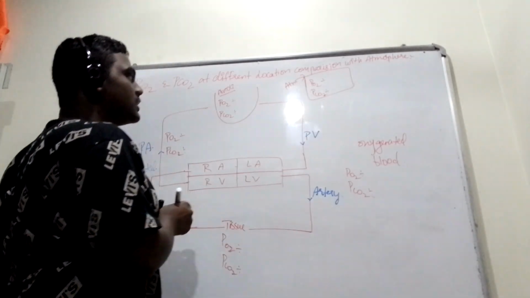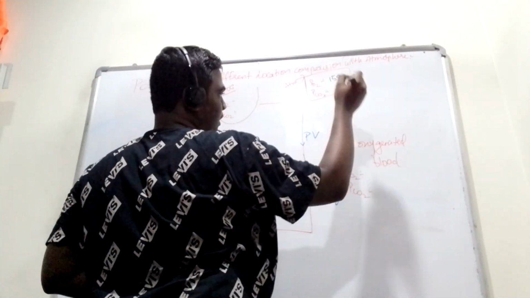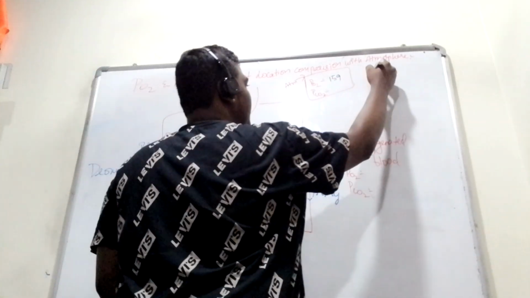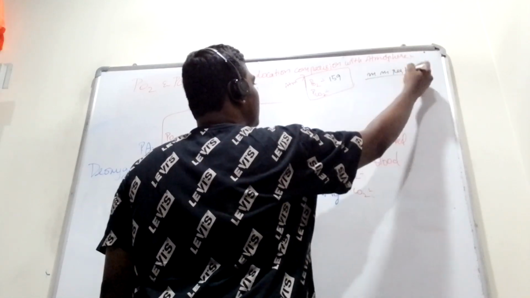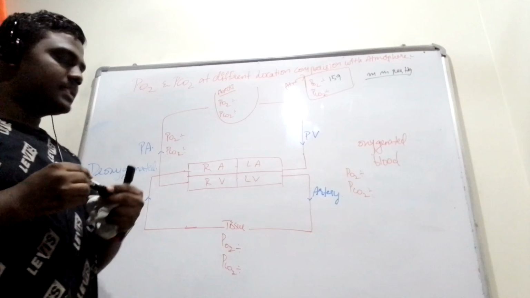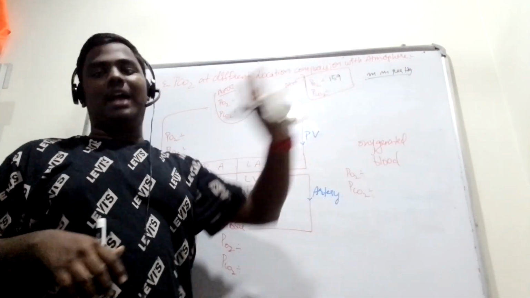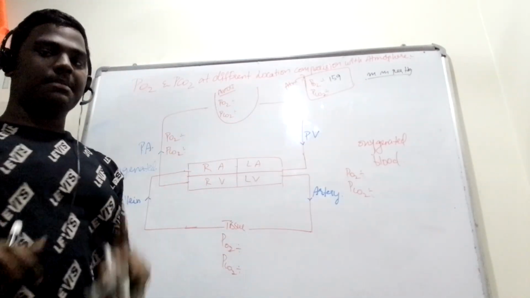In the atmosphere the partial pressure of oxygen is 159. All the units are mm Hg only, millimeters of mercury. I am not writing these units all the time, I'm just writing the numerical value. So the partial pressure of oxygen in the atmosphere is 159 mm Hg.